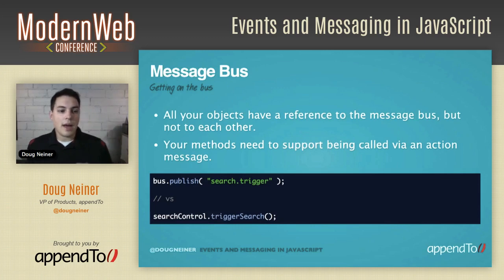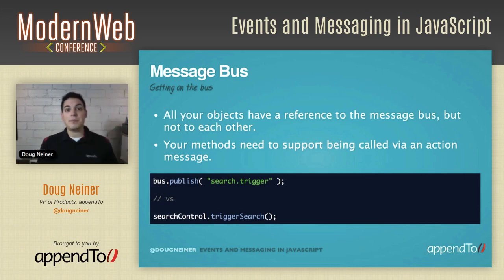One thing is that your objects now need to support being called via an action message. When we're dealing with events on objects, traditionally those aren't actions. Those aren't going to say things like start search or something very specific like that. They're going to say this happened, so search requested, or form submitted, anything like that. That's kind of an event.